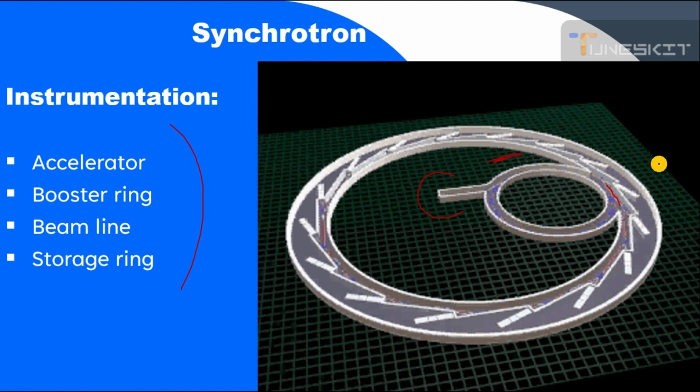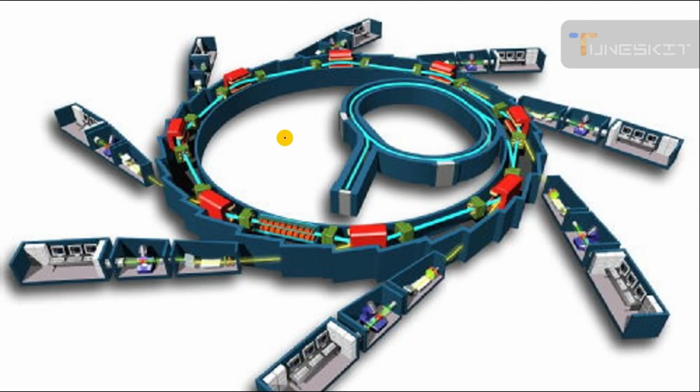As in this diagram you can see, this is an accelerator. The electrons released from the cathode move in this accelerator. The accelerator accelerates the electrons and transfers them towards the booster ring. This is the booster ring. In this booster ring, electrons rotate in a circular path at nearly the speed of light, and then the electrons are released from this booster ring into this big ring.